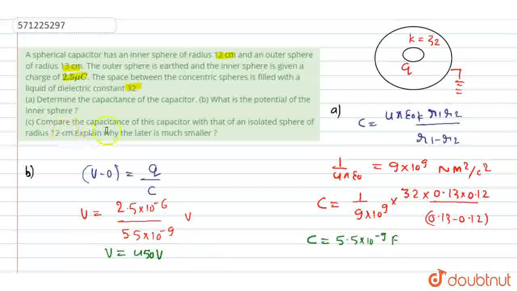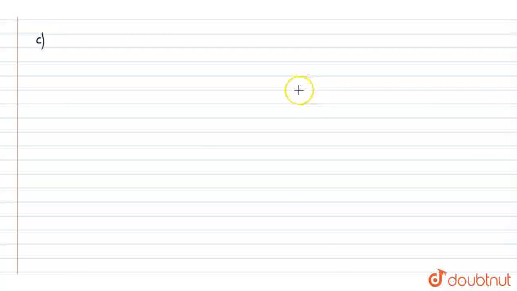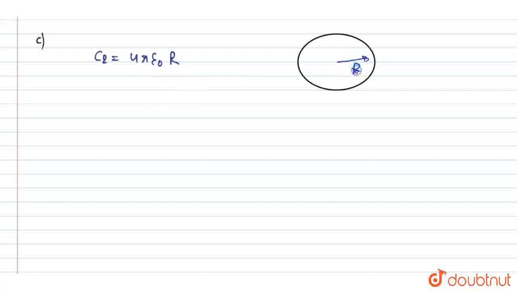Now we need to compare the capacitance of this capacitor with that of an isolated sphere of radius 12 centimeter, and also explain why. The isolated sphere means only one sphere and there will be no outer shell. So the capacitance in this case will be C2 equals 4 pi epsilon naught R, where R is the radius of the isolated sphere, given as 12 centimeter.